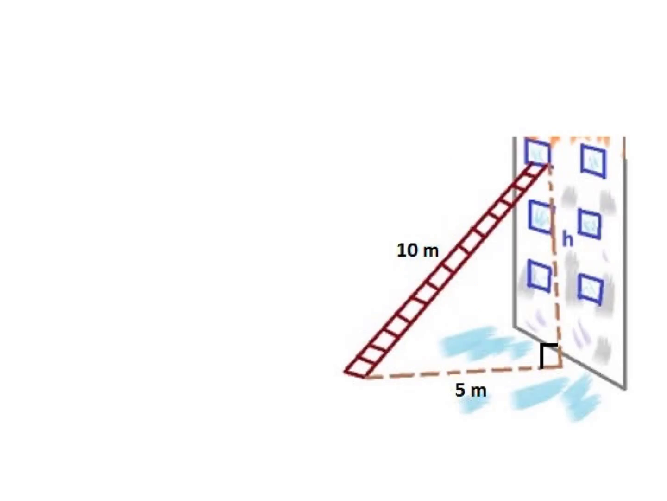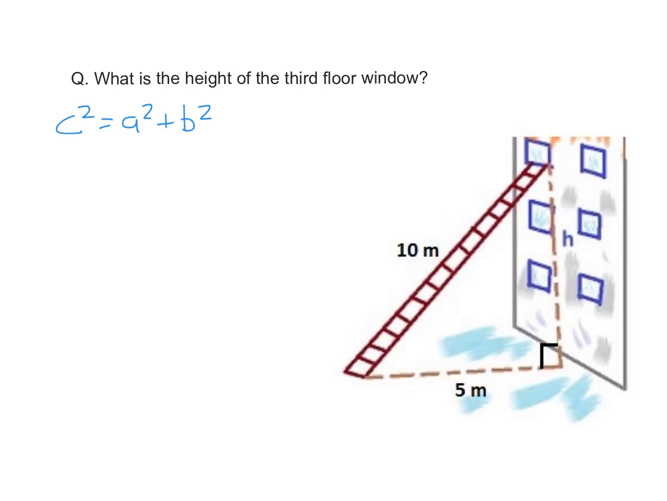Alright, let's apply Pythagoras' theorem to this problem over here. We have a building that we don't know the height of, so this is the 3rd floor. We don't know the height of the building, but we do know how far away from the building the ladder is, and we also know the length of the ladder. So the question is, what is the height of the 3rd floor window over here? Put the video on pause, see if you can figure it out, come back when you're ready.